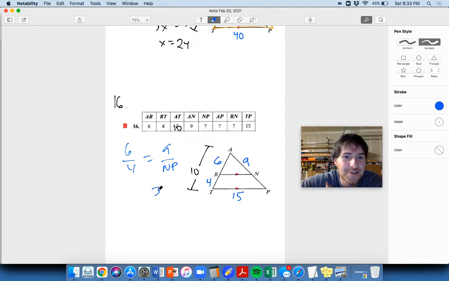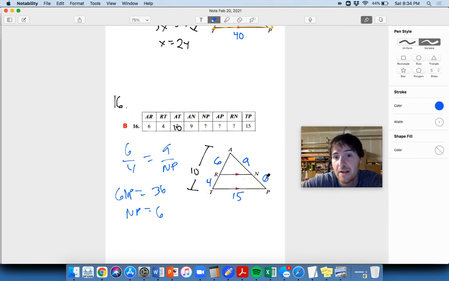9 times 4 is 36. NP times 6 is 6 NP. Divide both sides by 6, we get NP equaling 6. So there we go. We got 6 there, and that checks out here. This is in a 3 to 2 ratio. Here, 9 over 6, that's in a 3 to 2 ratio. Divide both of them by 3. What do you get? You get 3 here, you get 2 there. We'll divide both of these by 2. You get 3 here, you get 2 there. 3 to 2 ratio. 3 to 5 ratio there.